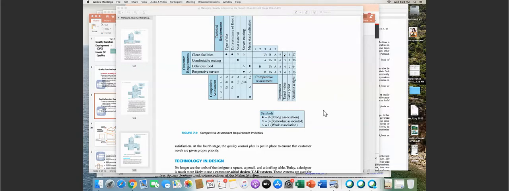So 9 times 3 times 1, you get 27. You must know this, right? So 6 times 5 times 1 for comfortable seating, the absolute weight is 30. 8 times 4 times 2, you get 64. 7 times 4 times 2, you get 56. Before you do any calculation, you must calculate this.